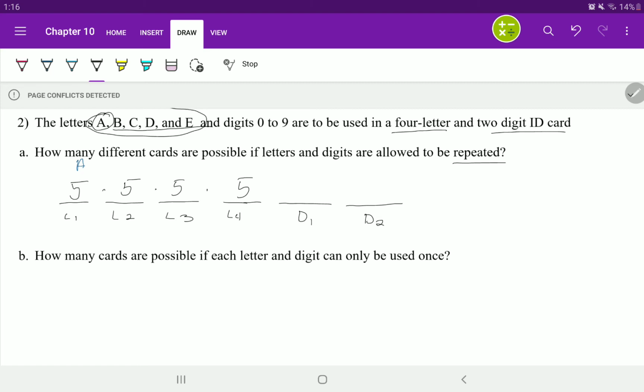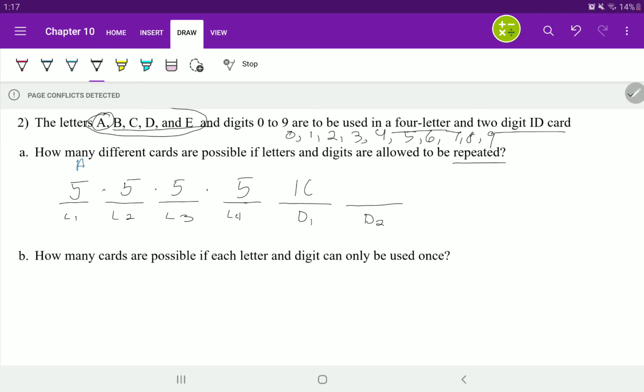Now for my digits, I have digits 0 to 9. And 0 to 9 means I have 10 digits. 0, 1, 2, 3, 4, 5, 6, 7, 8, 9. If you open your phone and look at your keypad, you see the numbers 0 through 9, which means there are 10 single digits. So for my first digit, I have 10 different options.